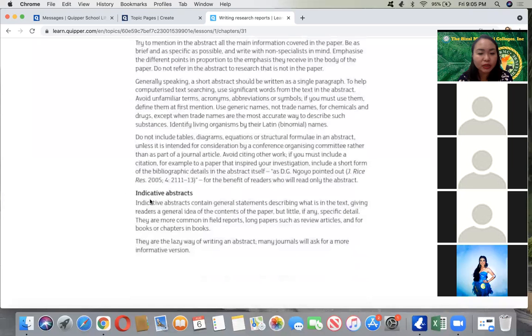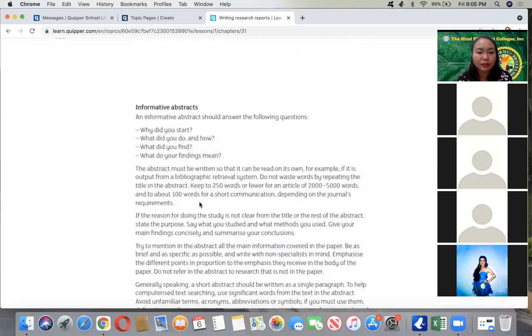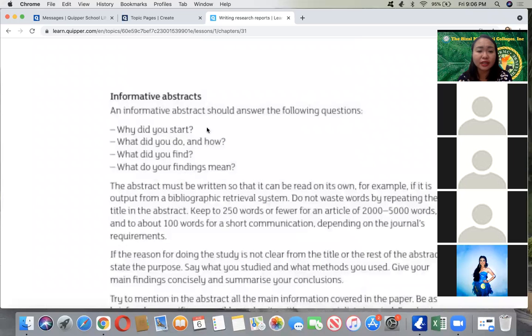There are what we call the indicative abstract. There are types. But for the informative abstract, it will answer the questions: Why did you start this topic? What did you do and how? What did you find? And what do your findings mean? So that's the informative abstract. As you can see here, 250 words, and the whole article can be 2,000 to 500 words, and 100 words for short communications.